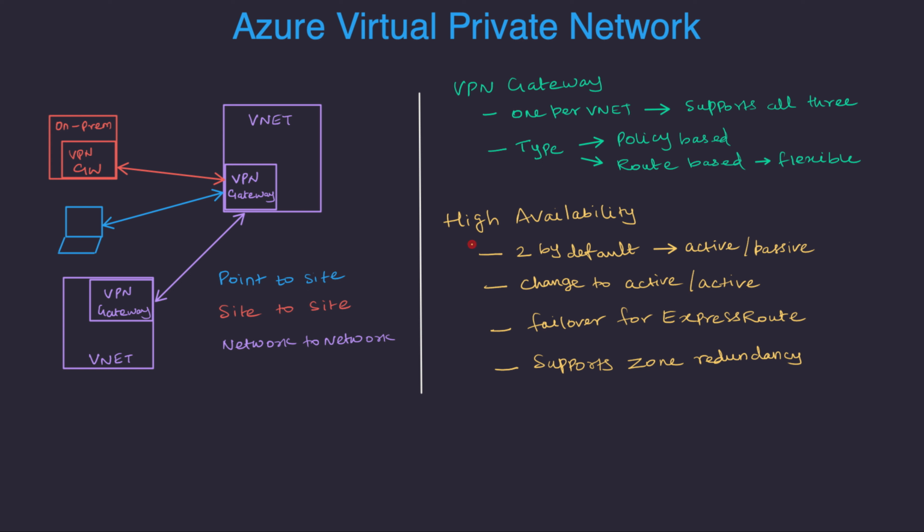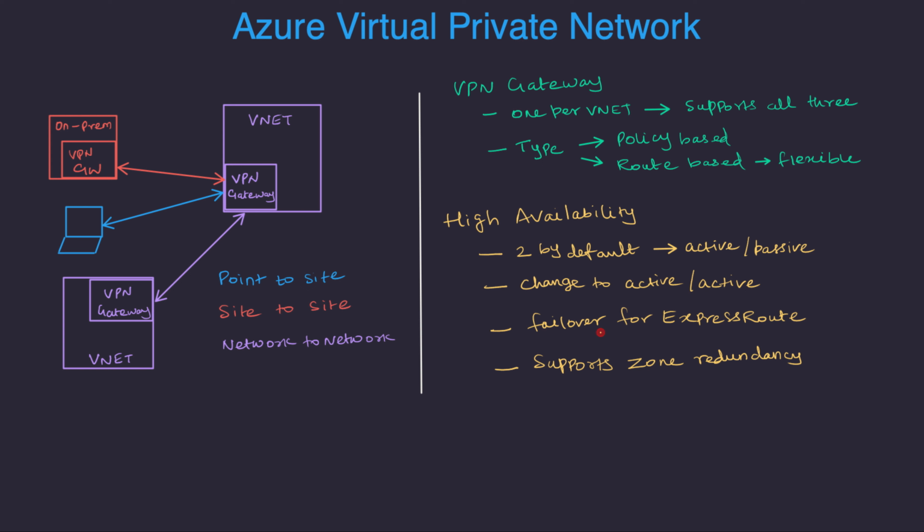By using VPN and VPN gateway, you'll be able to achieve high availability as well. Because when you deploy a VPN gateway, by default, two of them will be deployed. Although you'll only see one of them, behind the scenes, two instances will be deployed and they'll be operating in an active-passive mode. But you can change them to be active-active if that is what you desire.